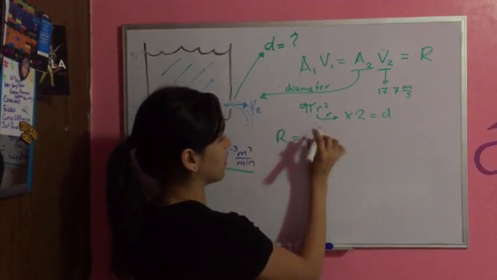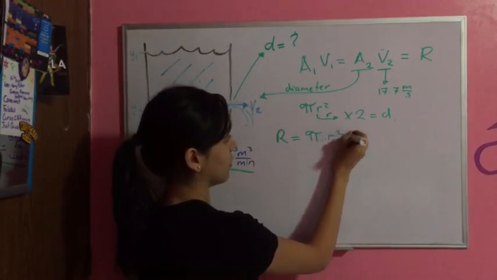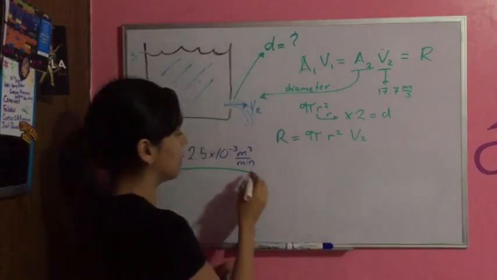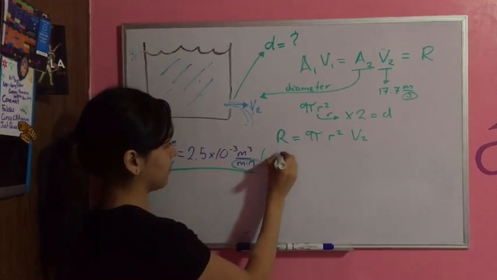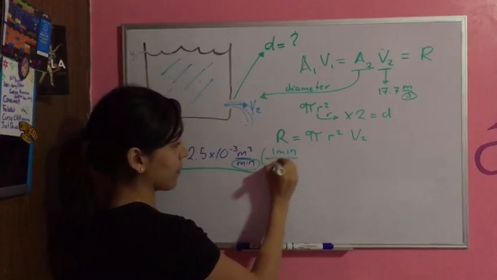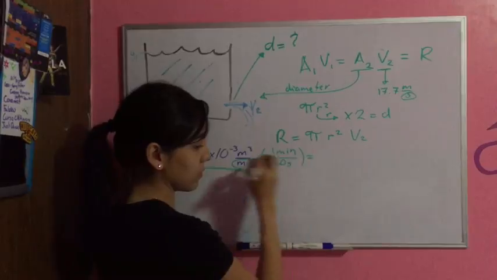So we only have to substitute that into our equation. But the rate of flow that they are giving us is in minutes, so we only have to convert the units into seconds.